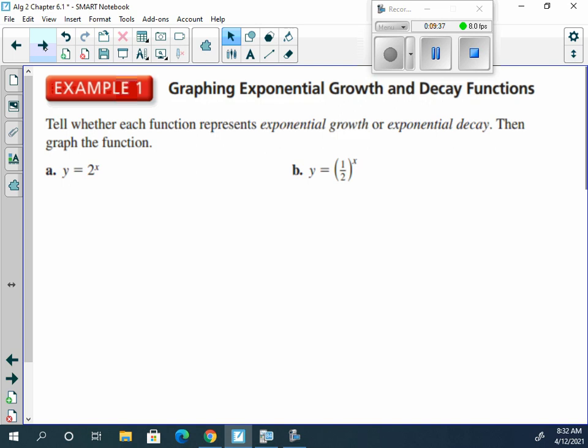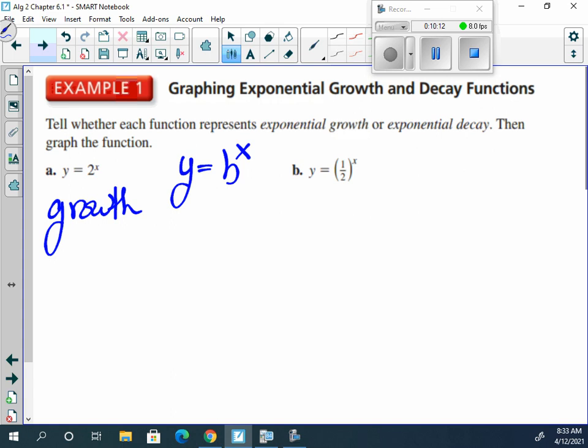So when we look at A, y equals 2 to the x. We consider this to be exponential growth or exponential decay. What do we think? It is growth. Because when we look at the function y equals b to the x, the term that is to the x, if it is greater than 1, it's growth. And if it's between 0 and 1, it is decay. So A, this would be growth.